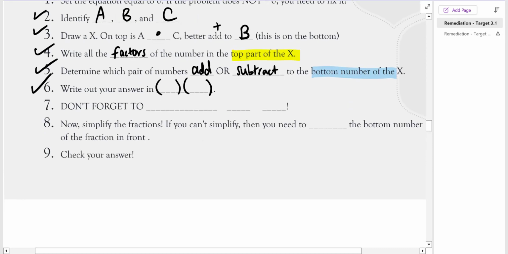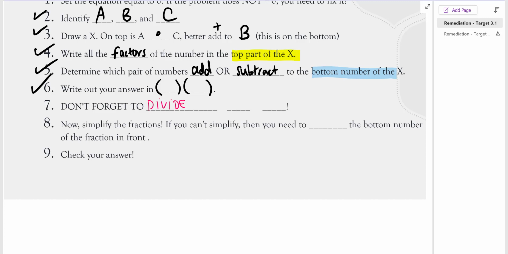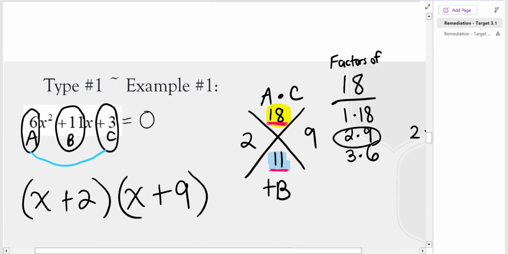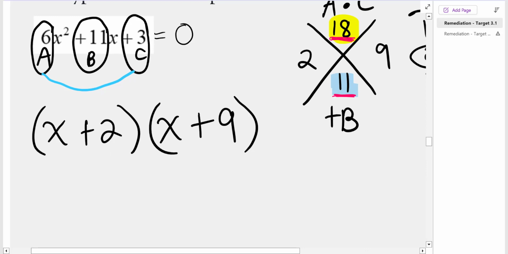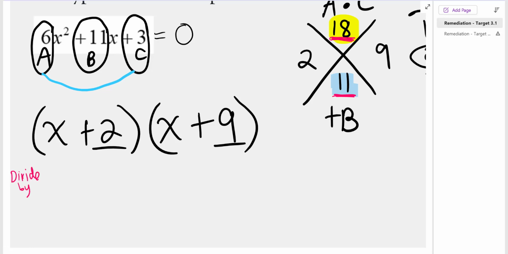All right. Number 7 is don't forget to, I'm going to write it in pink, divide by a. Okay, this is basically the last major step is you have to divide by a. So don't forget that a is 6. So we need to divide by a. Okay, I'll even write it here. Divide by a. A is 6.